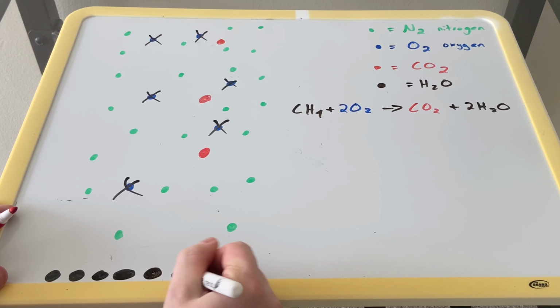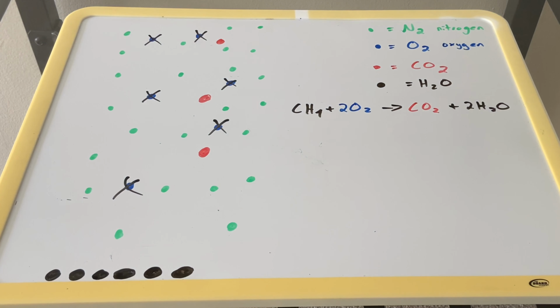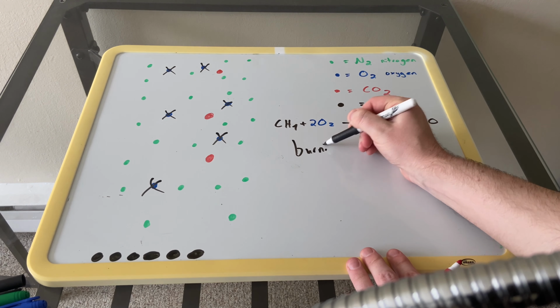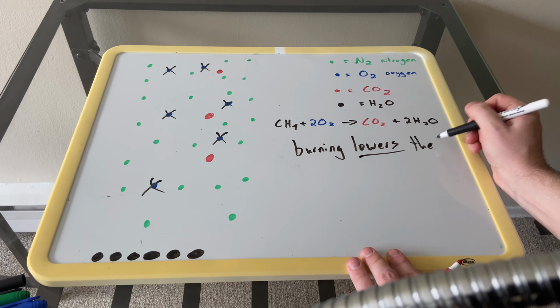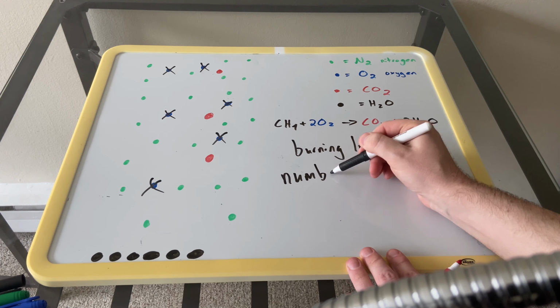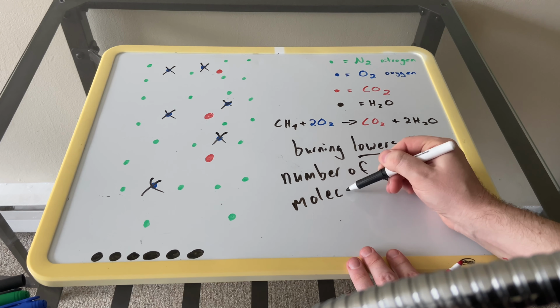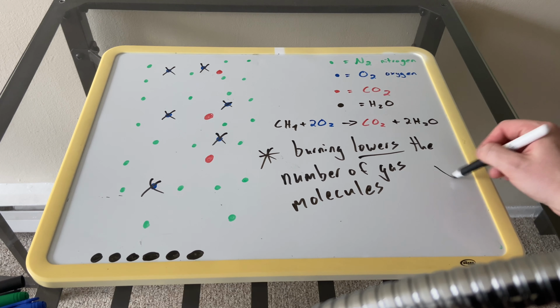Now, if you look at that diagram, you'll notice that I went from 6 molecules of oxygen to only 3 molecules of carbon dioxide. So overall, the amount of gas went down. Now, I'm not burning methane necessarily when I burn the candle. I'm burning candle wax, which is a mixture of different chemicals. But the bottom line is this: burning something lowers the number of gas molecules. That's what's going to happen in this experiment.